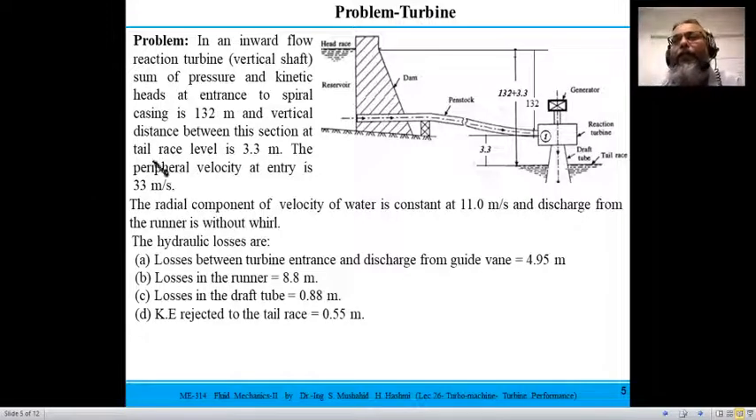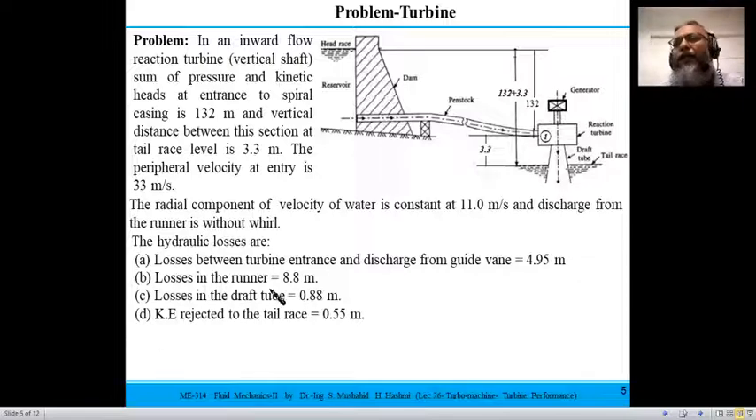What next is given is you have hydraulic losses associated. So there is a loss between turbine entrance and discharge from the guide vanes. When fluid enters, first it goes to the guide vane and then to the inlet of the runner and then the outlet of the runner. So at the turbine entrance and discharge from the guide vane, it means it is entering the runner. So your losses are head loss of 4.95 meter.